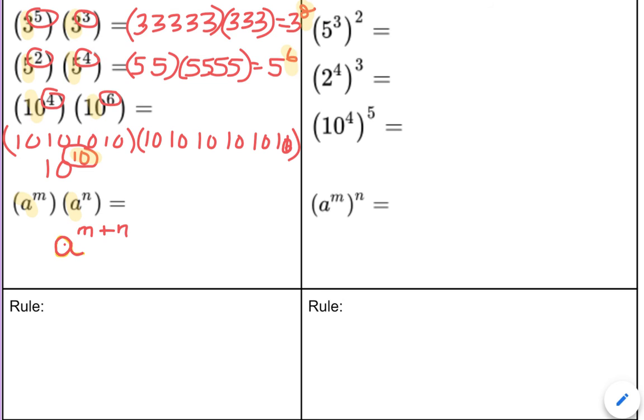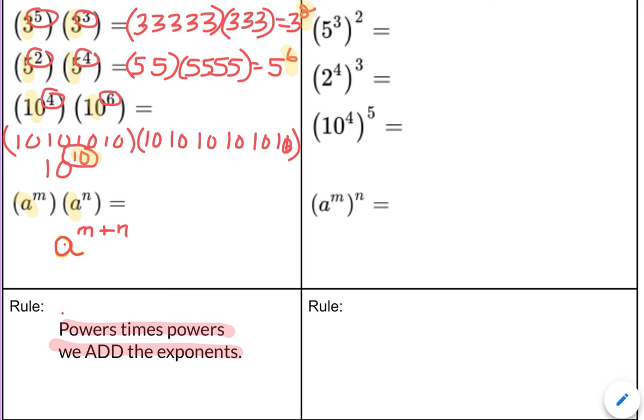Now I want you to keep saying that in your mind. We're going to shout it out all year long. I can still hear my Algebra 1 teacher having us yell this out at her when I learned the rules. Powers times powers, we add. Powers times powers, we add those exponents. Powers times powers, we add the exponents. Okay, so we've got that one first power rule about multiplication.